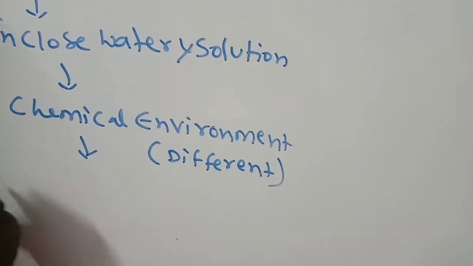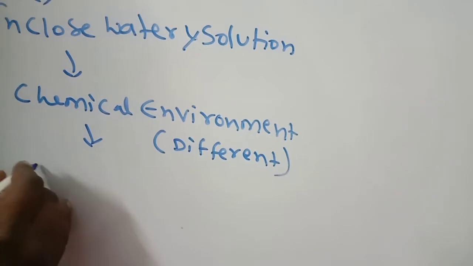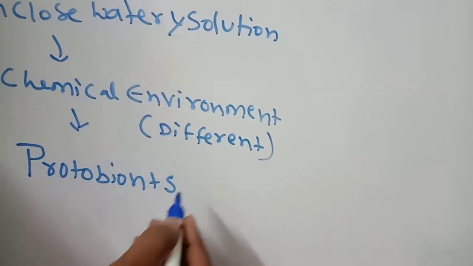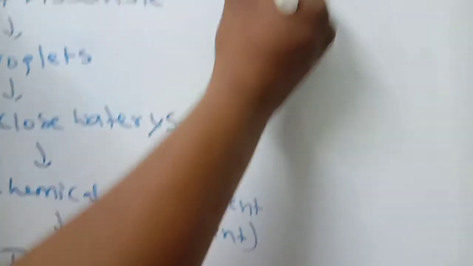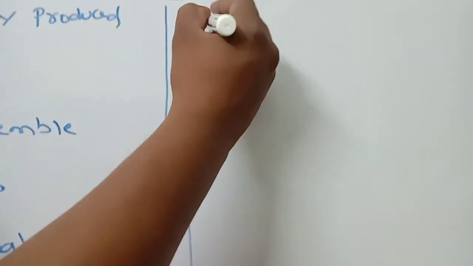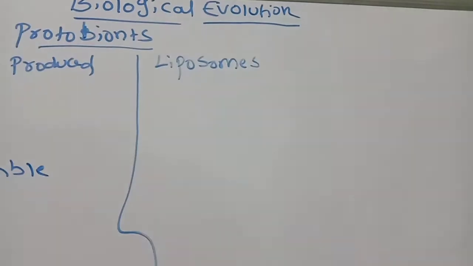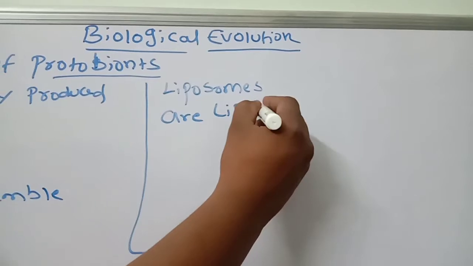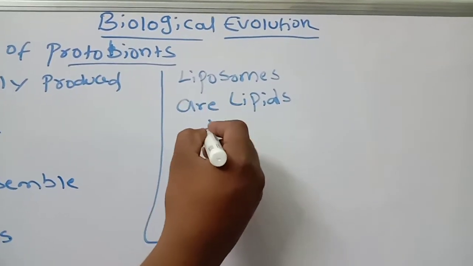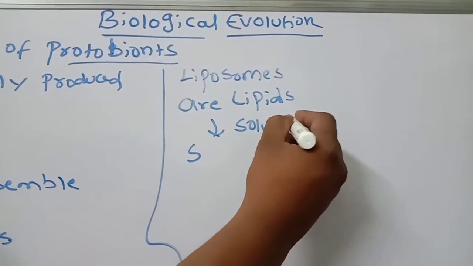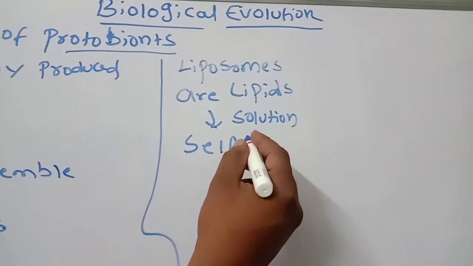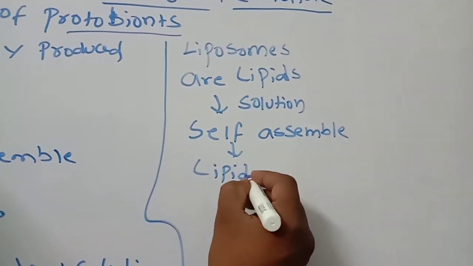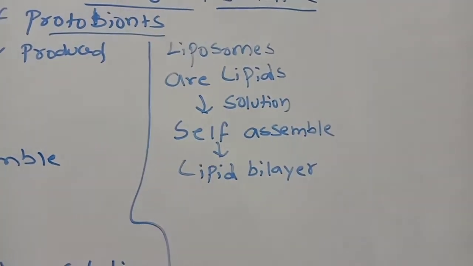Then scientists call all of these protobionts. Next, this is one more thing, the liposomes. The liposomes are lipids in the solution that, very importantly, self-assemble and form a lipid bilayer.